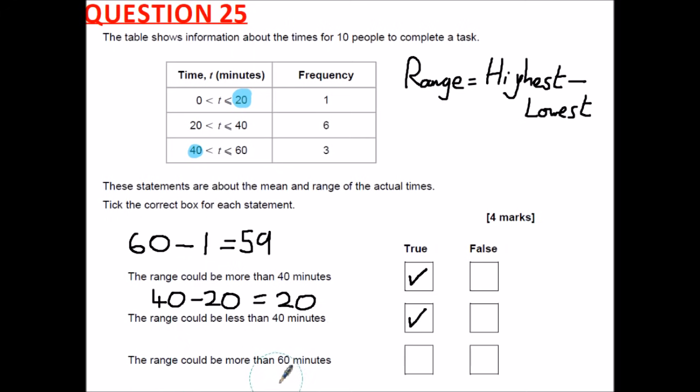And this final one, the range could be more than 60 minutes. Well, the range is the highest, take away the lowest, so as we said before, the biggest possible range we could have is 59 minutes and 59 seconds, all the way up to 60 as an absolute maximum upper limit. It can't be more than 60 because no one took longer than 60 minutes, and so that would be impossible. The range can't be more than 60 minutes because the biggest time wasn't more than 60 minutes itself.